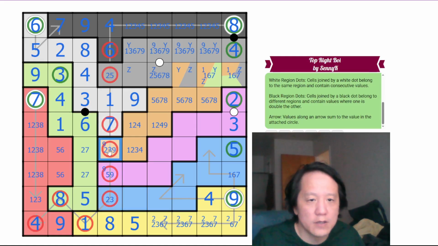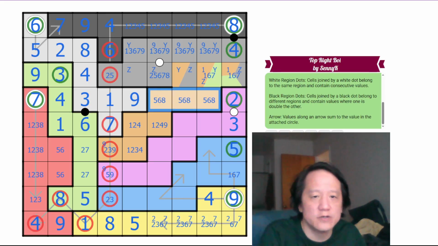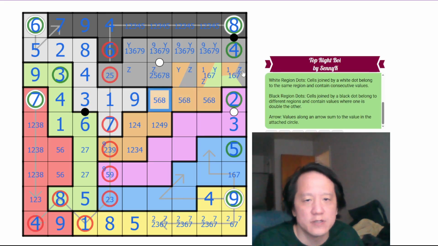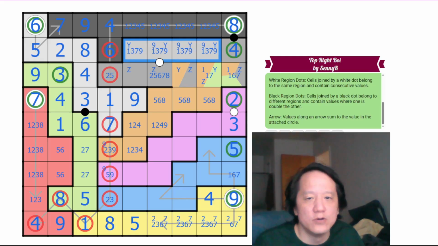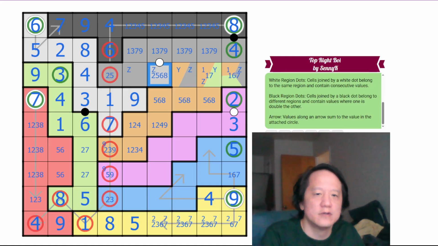Okay. No more 7s here. It's 5, 6, 8 as a triplet. That eliminates 6 in the orange region, so that's 1 or 7. No more 6s in row 2. So we have a 1, 3, 7, 9 quadruplet, which eliminates 1, 3, 7, 9 in the medium gray region. So this can't be 7.